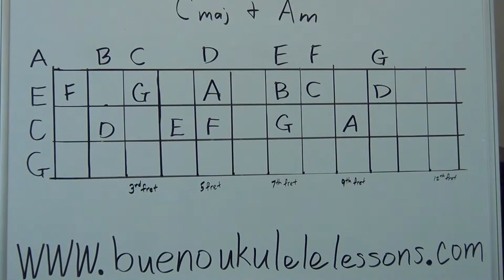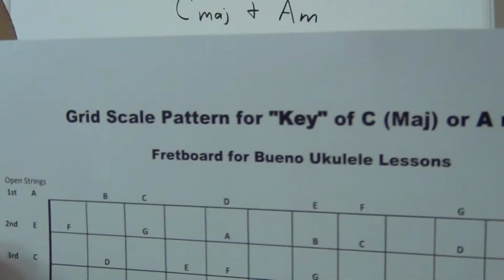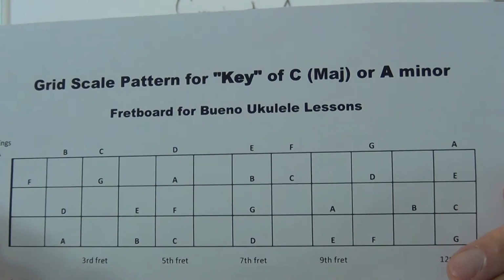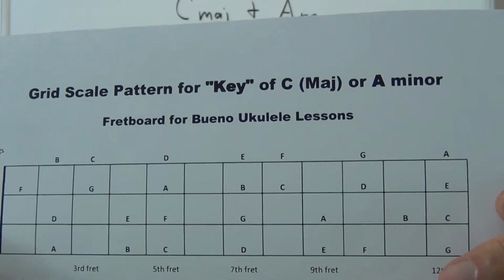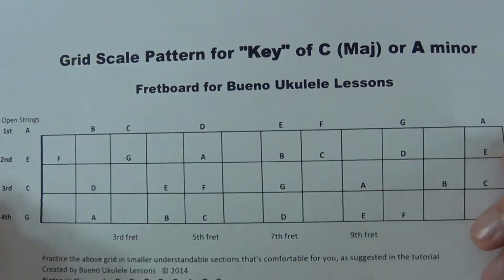Hi. In today's lesson, we're going to be talking about the grid scale pattern for the key of C major or A minor. So what you want to do is go ahead and grab this piece of paper right over here. It says at the top, grid scale pattern for a key of C major or A minor. Okay? So grab that paper, pause the tutorial.